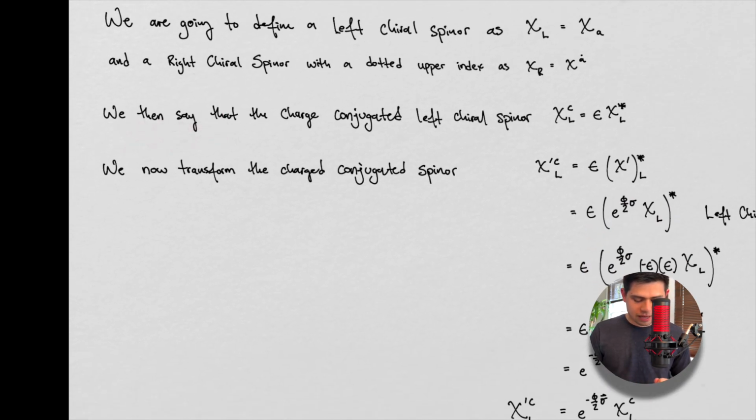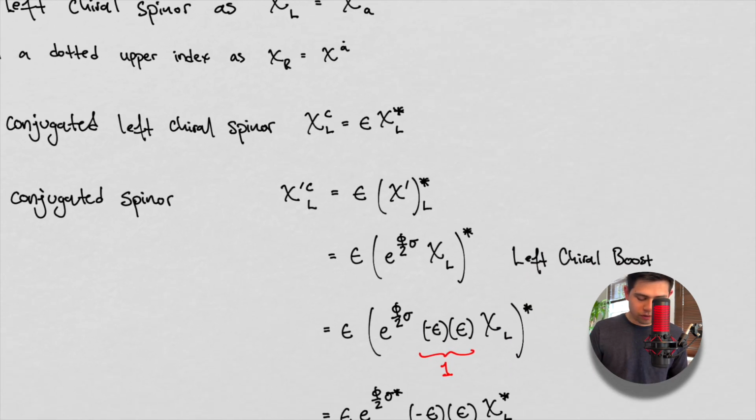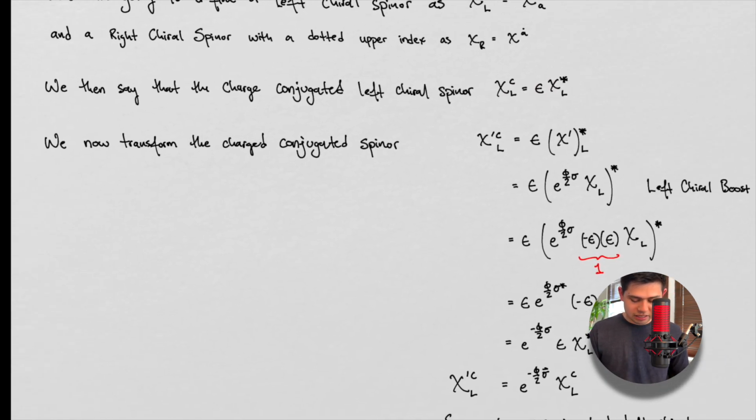Okay, so we say that the charge conjugated left chiral spinor is going to look like this. So we're defining right now exactly how we're going to do charge conjugation. Charge conjugation is going to be our spinor metric, epsilon, times this guy right here. Because this is unitary, this is going to be conjugated. So this is conjugated and then multiplied by our spinor metric. Okay, let's see how this all works.